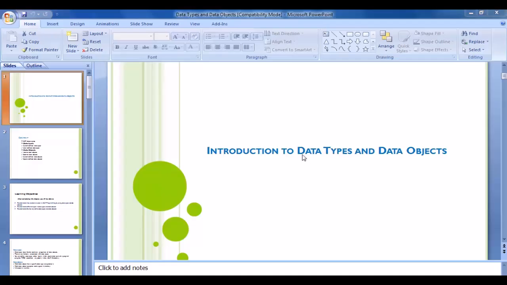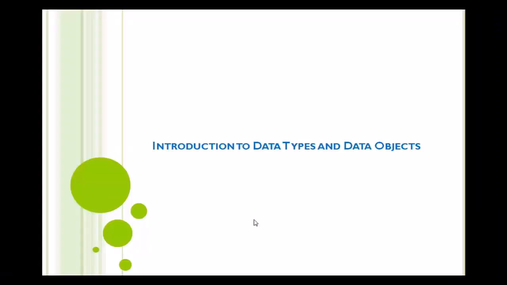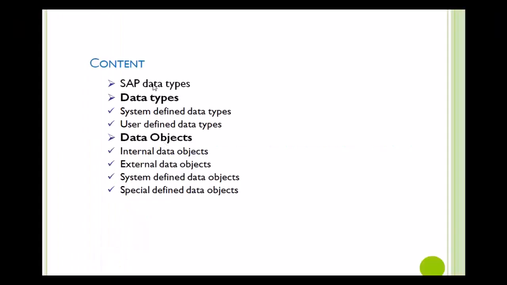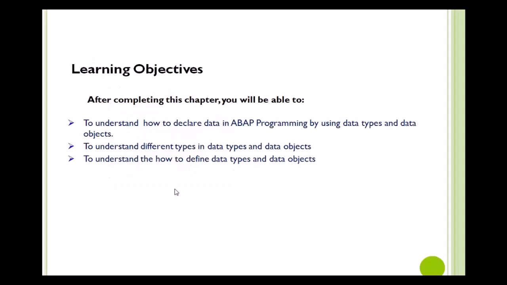Next topic, we'll work out an introduction to data types and data objects. Right, this is the content we are going to learn in this presentation: SAP data types, how to create them and how many types of data types there are, system defined data types, user defined data types, and then coming to data objects, internal data objects, external data objects, system defined data objects, and special defined data objects. So by the end of this presentation you are going to learn these.